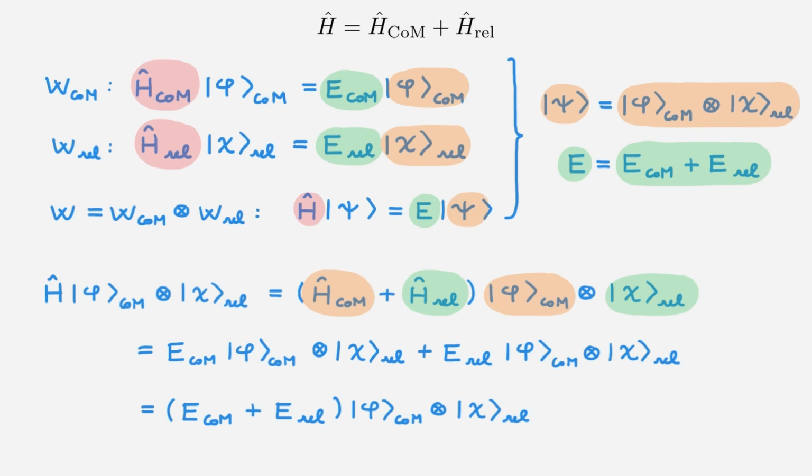Overall, this means that solving these two separate eigenvalue problems is enough to then build the solution to the full Hamiltonian up here. The eigenvalues are simply the sum of the two original eigenvalues, and the eigenstates are the tensor products of the original eigenstates. And this is why working in terms of the two fictitious non-interacting particles is more convenient than working in terms of the real interacting particles.